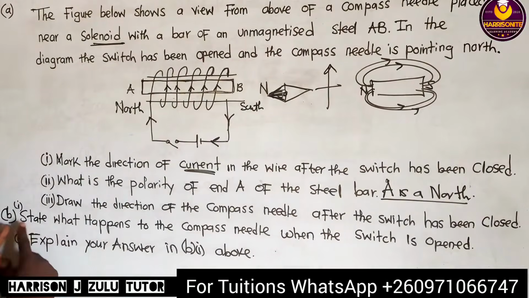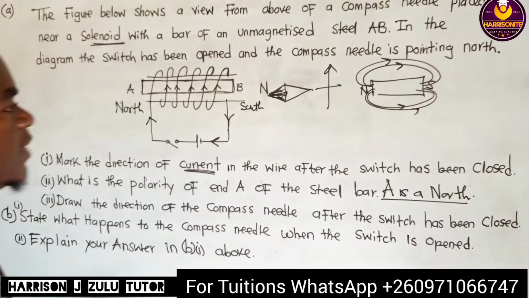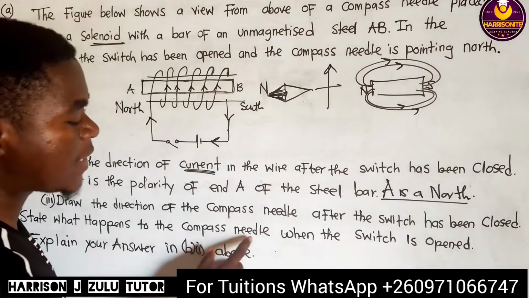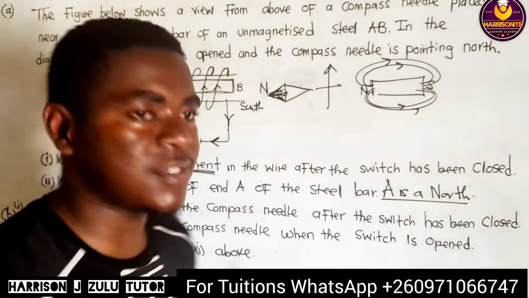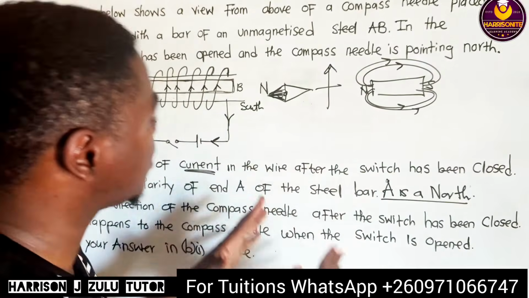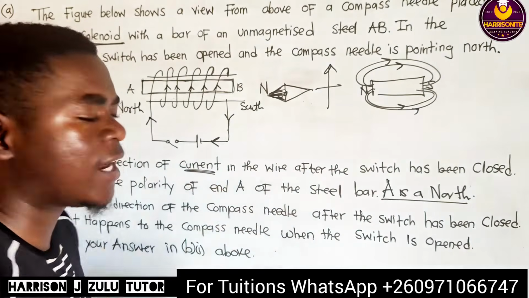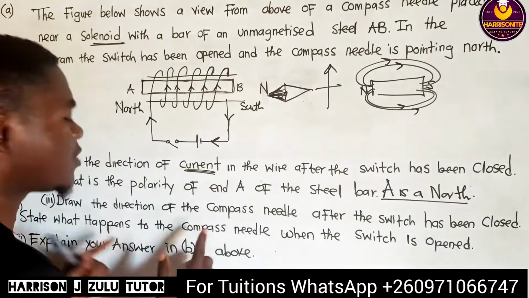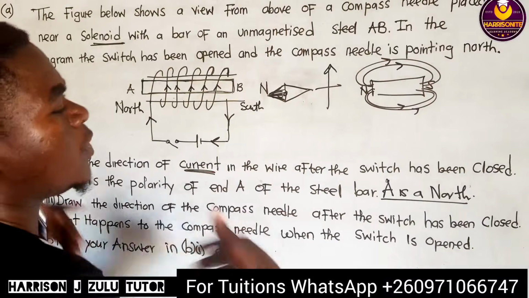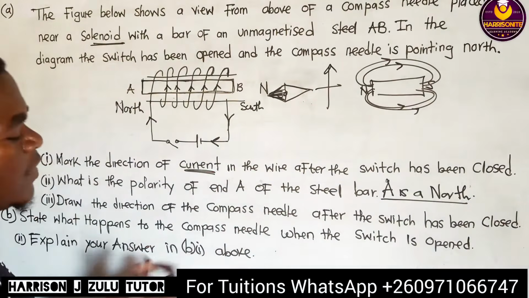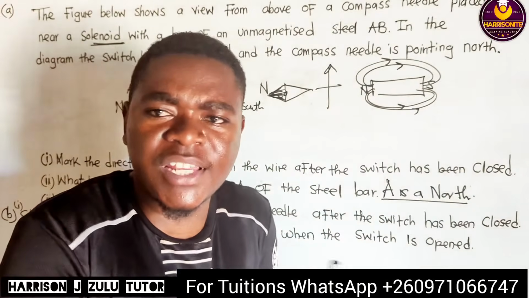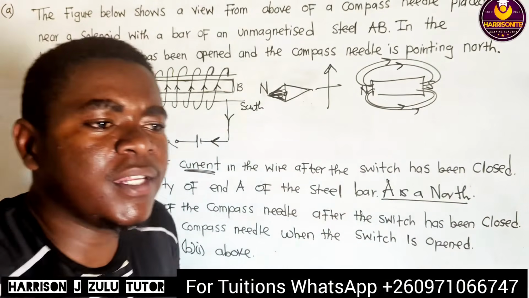We now go to B. Question B is telling us to state what happens to the compass needle when the switch is opened. So when the switch is opened, these are things that we get to interact with in our daily life. When the switch is opened, you discover that nothing is going to happen. The compass needle will just remain in its position.